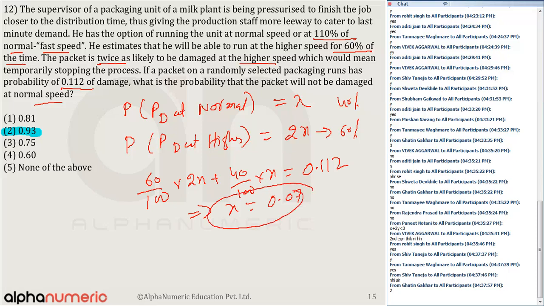So the probability that it will be damaged at a normal speed is x. So the probability it will not be damaged is 1 minus 0.07. 1 minus 0.07 is equal to 0.93. So the correct answer in this case is 0.93. Is that clear to all of you? Please respond.